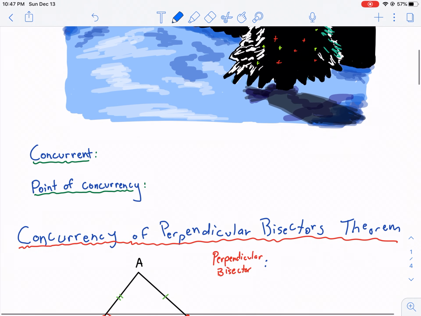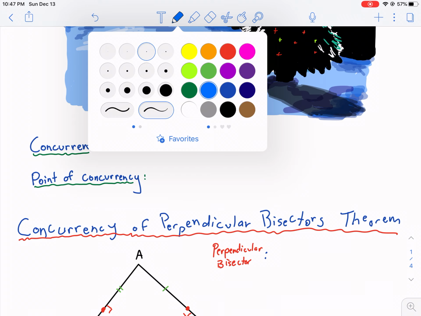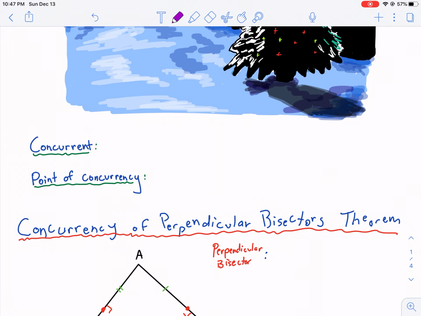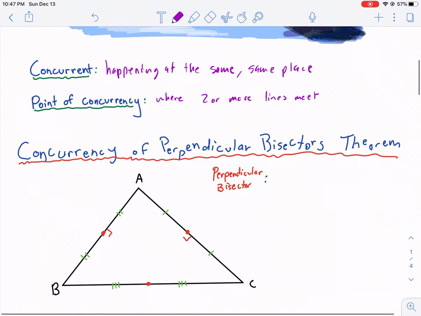Let's get started. The first vocabulary word we need to understand before we begin this section is concurrent. What does that mean? Concurrent means happening at the same time. But in math, really what we're talking about is in the same place. Same location. A point of concurrency is where two or more lines meet. So where they're happening at the same time is where they meet.